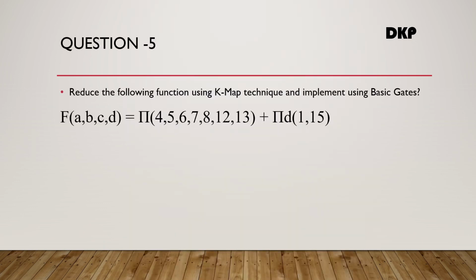Here is the fifth question. Reduce the following function using K-map technique and implement using basic gates. F of ABCD is equal to product of maxterms 4, 5, 6, 7, 8, 12, 13 plus don't cares 1, 15. The solution of this question will be explained in the next video.